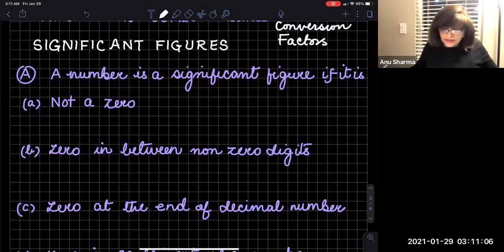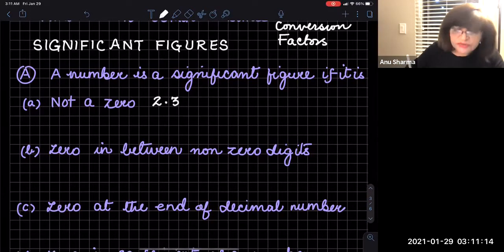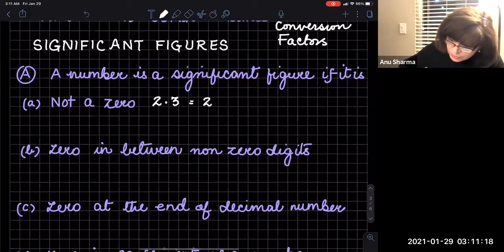Okay, so in other words, they are important or they are significant. Like for example, you have a number 2.3. So 2.3 does not have any zero. So this number will have two significant figures.